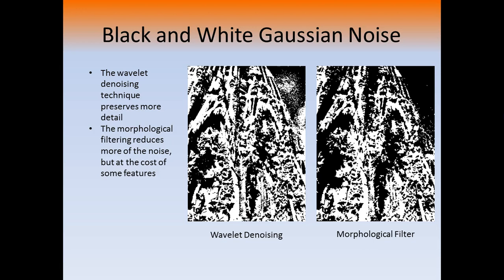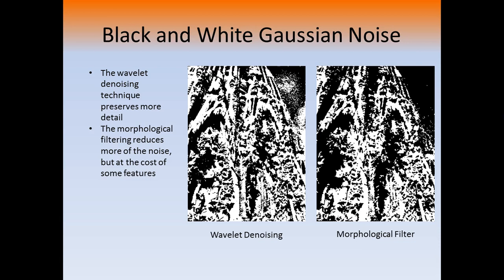Moving on to the black and white filters, it's going to be obvious throughout all these filters that the wavelet denoising technique, perhaps due to the automatic thresholding, did a much better job of preserving most of the detail, whereas the morphological filter has less noise in it. And it's easy to see throughout the center of the image and the center left that there's way more detail in the facade in the wavelet denoising technique.